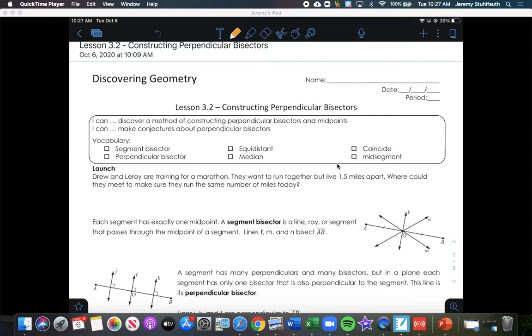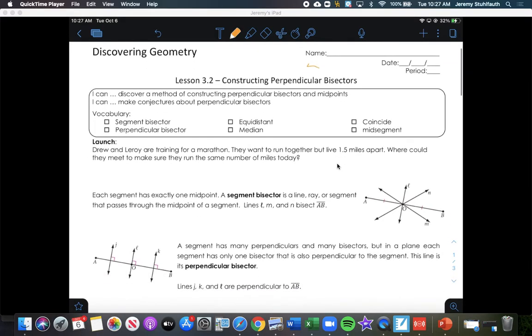So let's take a second to look at the launch activity. Sorry, my stylus stopped working there for a second. Drew and Leroy are training for a marathon. They want to run together but live 1.5 miles apart. Where could they meet to make sure they run the same number of miles today?